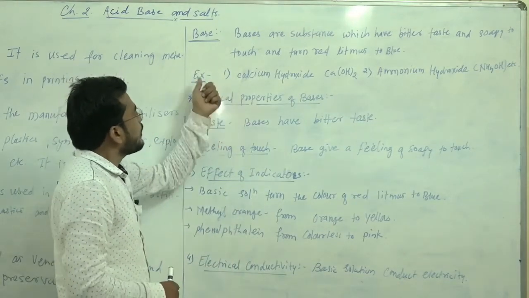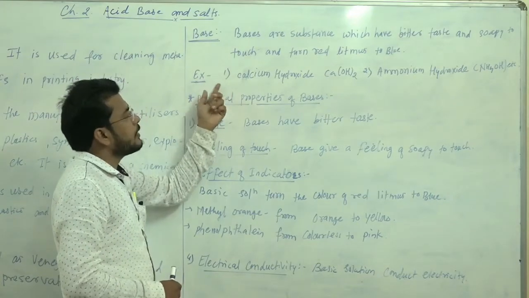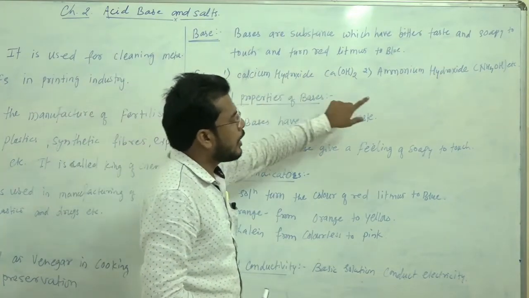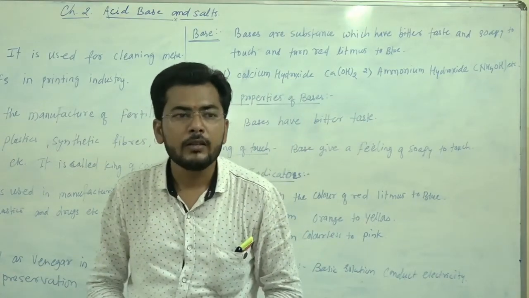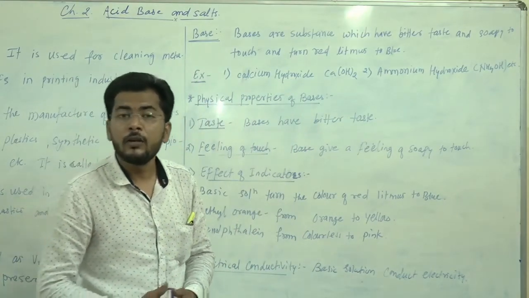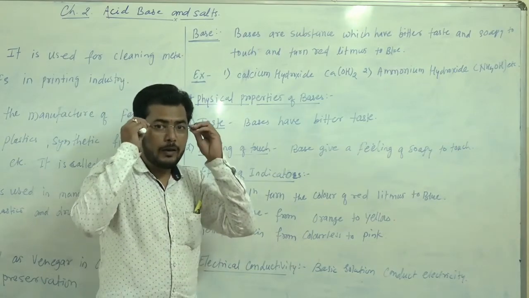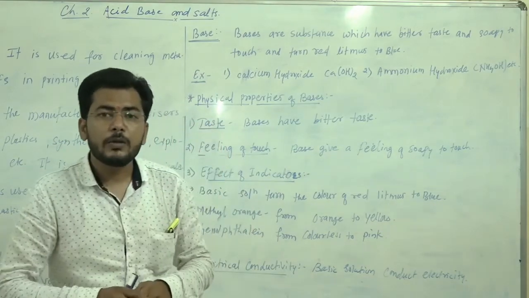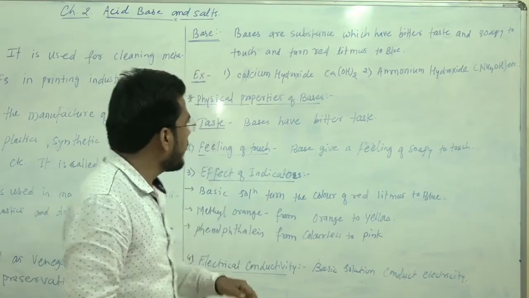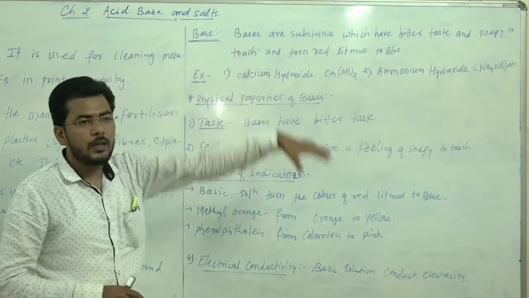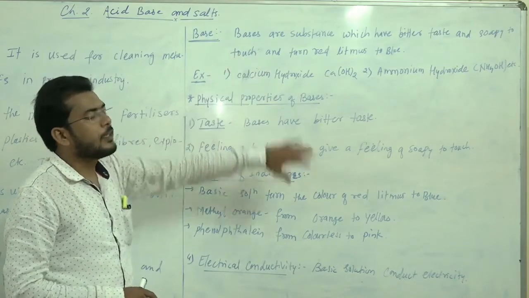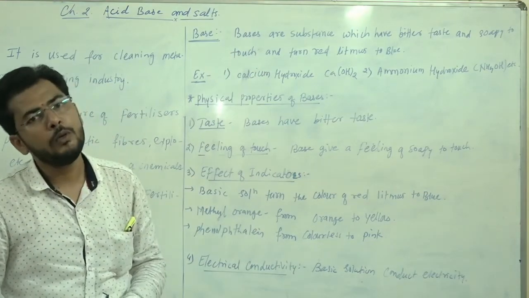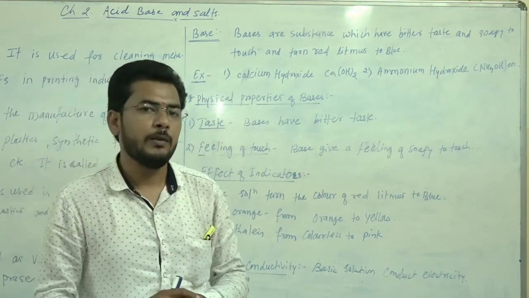Okay, so what are the examples of bases? Calcium hydroxide, ammonium hydroxide, potassium hydroxide, sodium carbonate, magnesium hydroxide. These are the examples of bases. So bases are substances which are bitter in taste and soapy to touch, and turn red litmus paper to blue. They are called bases.